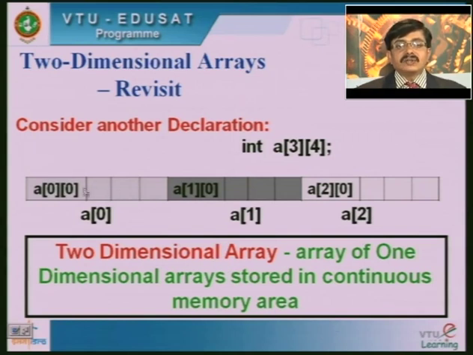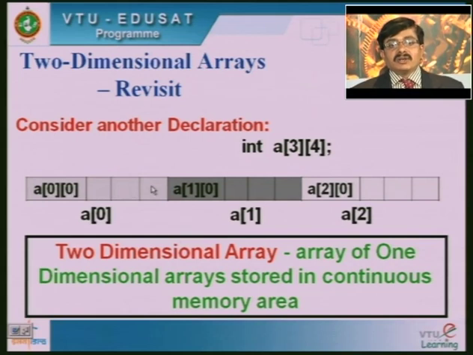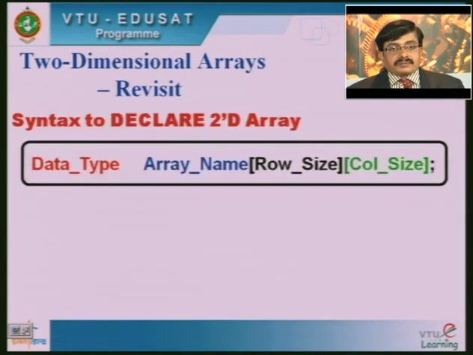So you can see the 0th array, and following the 0th array we have the first array, and following the first row of elements we have the second row of elements, and so on. All the rows will be stored in a continuous memory area, and since each row is a one-dimensional array, the elements of the row will again be in continuous memory locations. That is the reason we can define a two-dimensional array as an array of one-dimensional arrays stored in a continuous memory area.